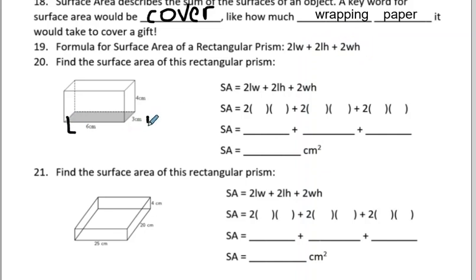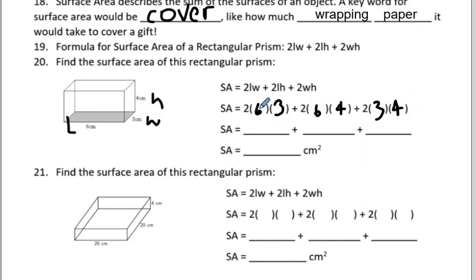So here's my same rectangular prism from the earlier problem. We're labeling our length, our width, and our height. Now I'm going to take that formula, 2 times length times width, plus 2 times length times height, plus 2 times width times height, and plug in each of the numbers. My length is 6. My width is 3. Plus 2 times length, which is 6, times height, which is 4. Plus 2 times the width, which is 3, times the height, which is 4.